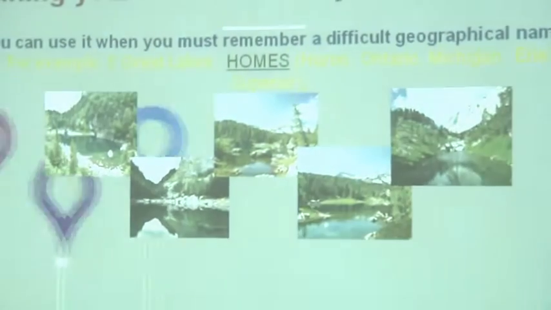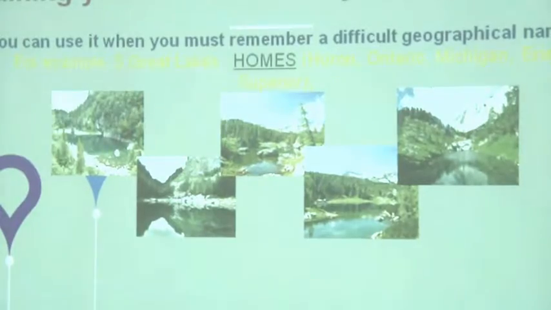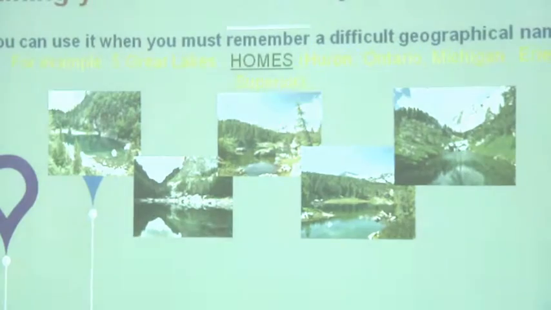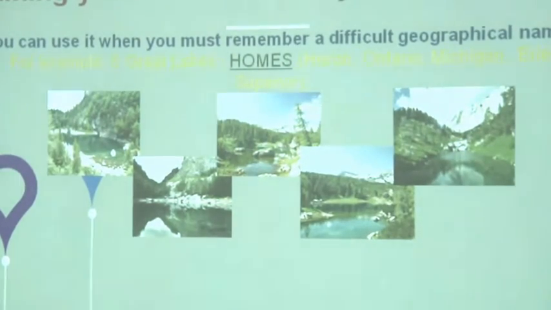The next method is training your eidetic memory in abbreviation. You can use it when you must remember difficult geographical names, or a lot of geographical names. You can make an abbreviation for yourself, just to remember the information. For example, the abbreviation HOMES, which means the 5 Great Lakes: Huron, Ontario, Michigan, Erie, and Superior.